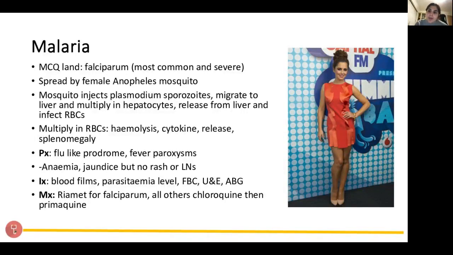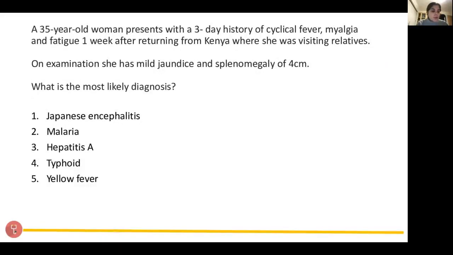And unrelated, but if you get a chance in final year or even F1, try to learn how to do an ABG with local anesthetic. It makes all the difference to you actually succeeding with the procedure and the patient complying and being comfortable as well. In terms of the management, it's Riamet for your falciparum, and everything else you're giving chloroquine and then primaquine. But again, I think it would be unusual to be tested on the management of malaria apart from this real barn door stuff. So let's go on and ask you guys the question.